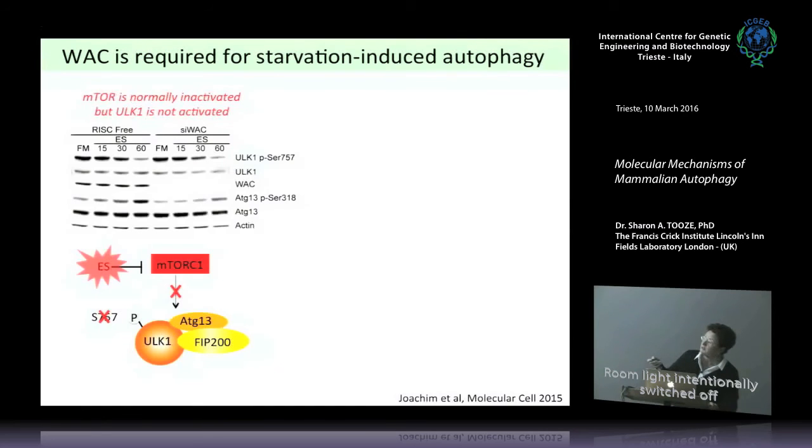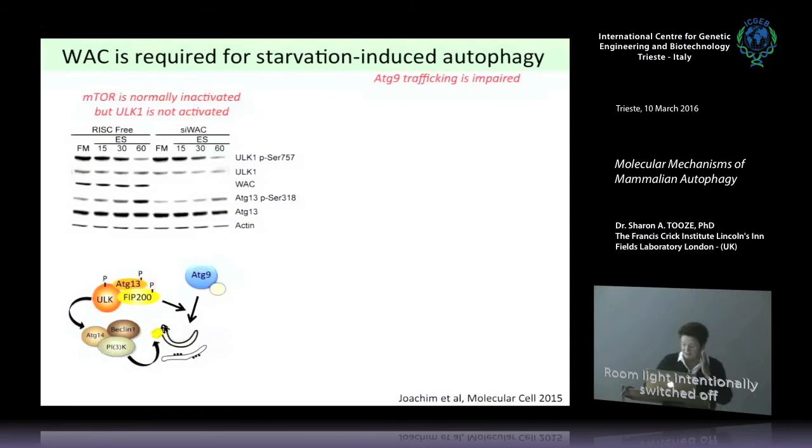What you see with the WAC protein is that you see no effect on the 757, but you see a modulation of the ATG13 phosphorylation. So we knew that mTOR was normally inactivated because you see a dephosphorylation of ULK, but we didn't think that ULK was activated as well as it could be.